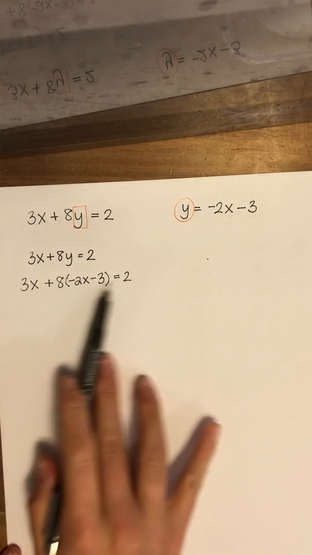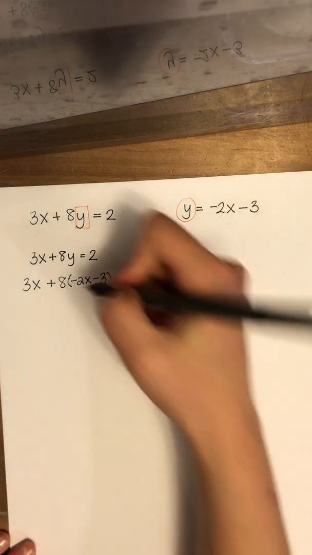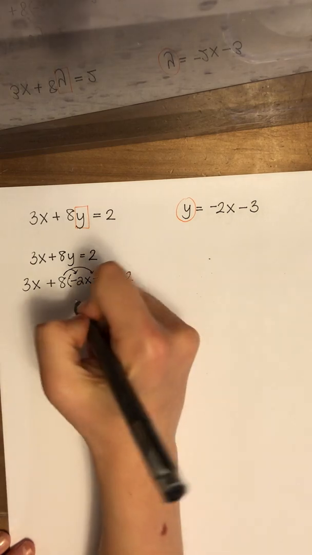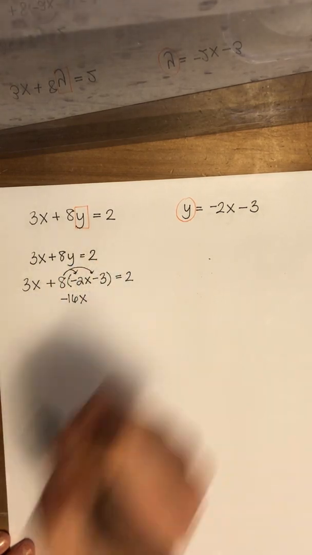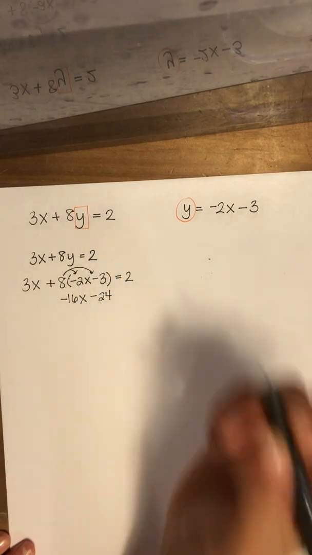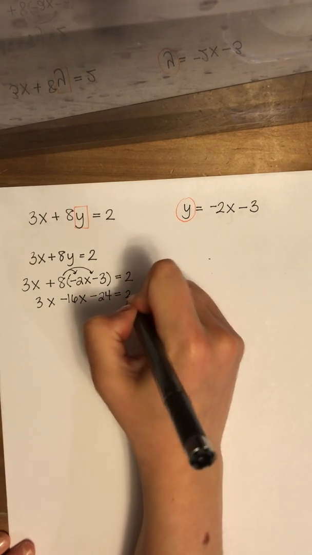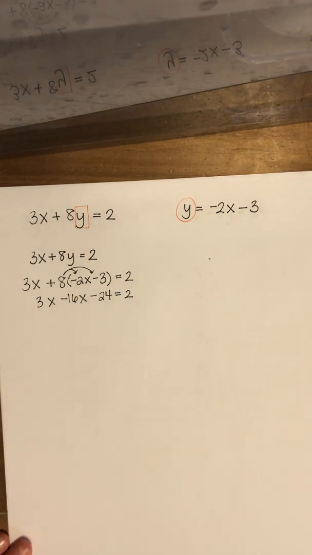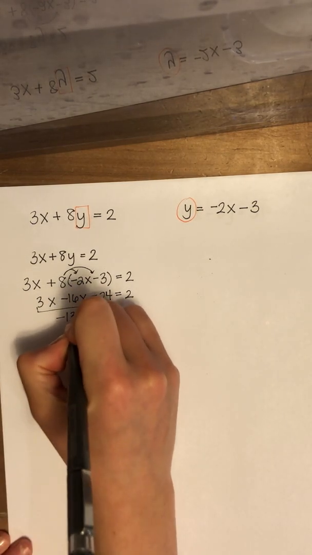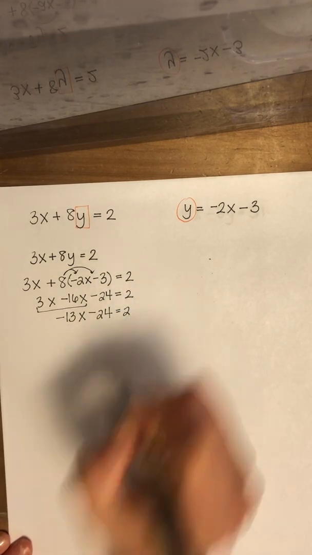Okay, now when it comes to solving this equation, there's quite a bit that I have to do. The first thing I have to do is apply the distributive property. So I'm going to do 8 times negative 2, which is negative 16x. I'm going to do 8 times negative 3, which is negative 24. And I'm going to bring down everything else that I haven't dealt with yet. Now I'm going to combine my like terms. So here are my like terms. I get negative 13x minus 24 equals 2.